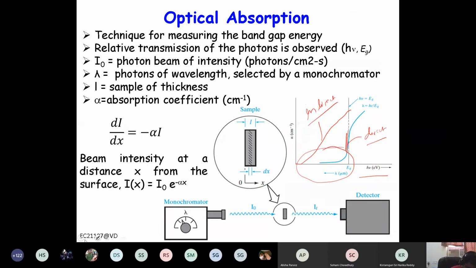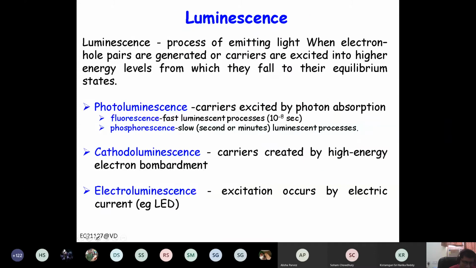Okay, so go to the next slide. Luminescence, right? Now, once a material absorbs a photon, it has created an electron-hole pair, right? Now, these excess electron-hole pairs will recombine and they can give out light, right? And that process is called luminescence.